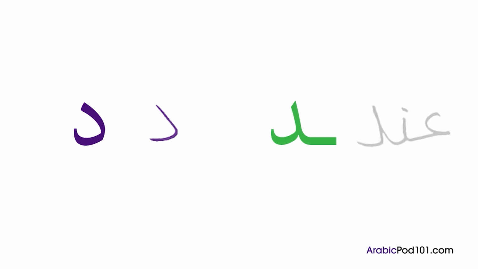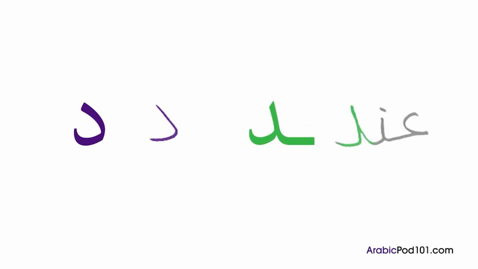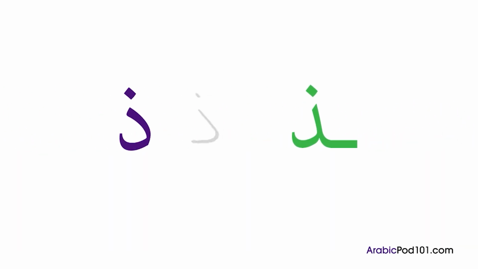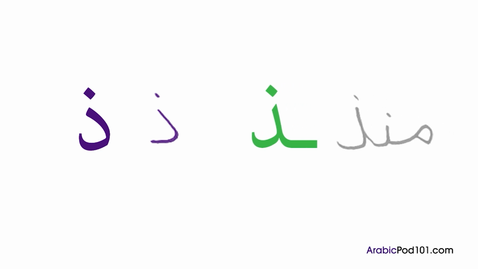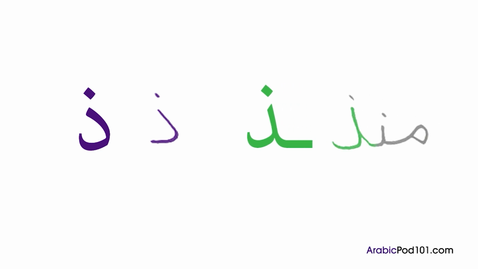Next, let's review lesson 4. In the fourth lesson, we learned dal and dal. First, we have the dal: isolated and initial, medial and final. Now let's check the other dal: isolated and initial, medial and final. That's it for lesson 4.